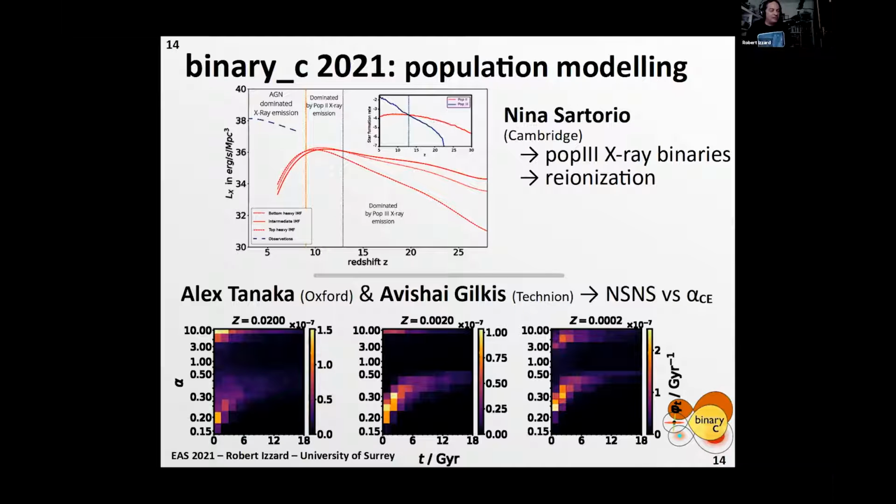Other people that are doing this, Nina Sartorio is doing population 3 X-ray binaries with this, with our new MINT library with the zero metallicity stars, very easy to do. She's looking at how we reionize the universe. And we've also been looking at neutron star mergers as a function of the common envelope parameters, which is a test worth doing for sure. And so hopefully that paper will be out soon. It's with Alex Tanaka in Oxford and Avishai. If he's still on here, I don't know. He's probably not at the moment.